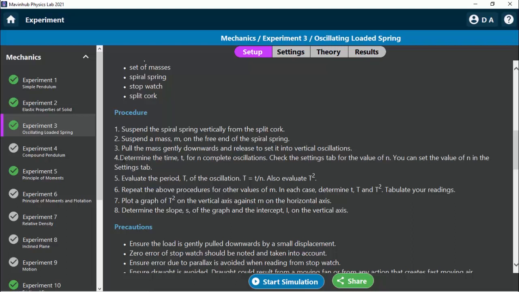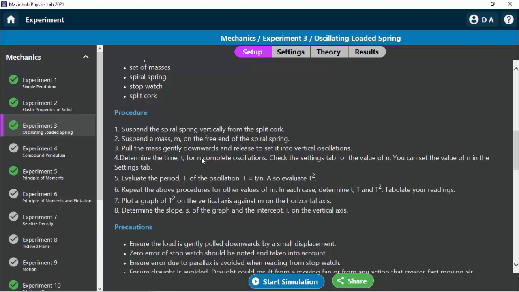The third step is you'll be asked to pull the mass gently downwards, release it and set it into oscillation. Then you'll be asked to determine the time for n complete oscillations. What this means is you'll be asked to record the time it will take for these masses to complete n oscillations. This value of n is unknown at the moment. You will get to know that during the experiment on the day of your exam. So this n could be 10. In other words, you could be asked to record the time it would take for 10 oscillations. The n could also be 20. You could be asked to record the time it takes to go through 20 oscillations.